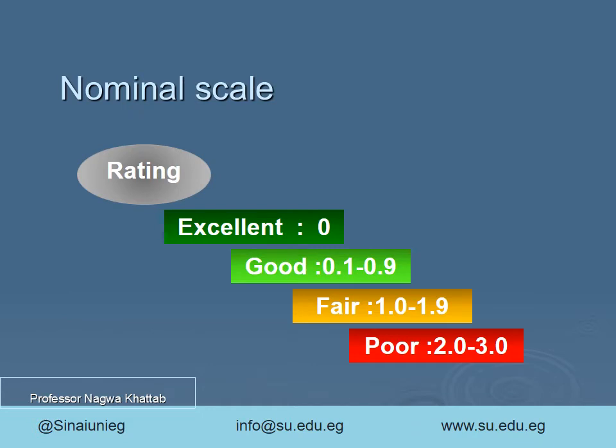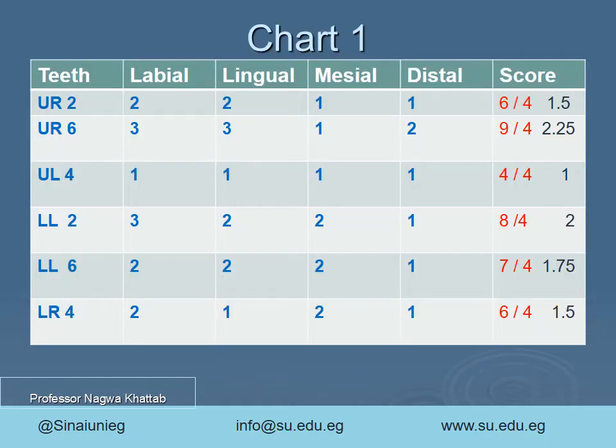Then the reading, what does it mean? It's called a nominal rating scale, which have a range from 0 to 3. 0 is excellent, good, 0.1 to 0.9, fair, 1 to 1.9, poor, 2 to 3. Let's take an example.